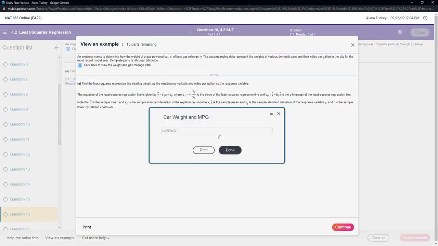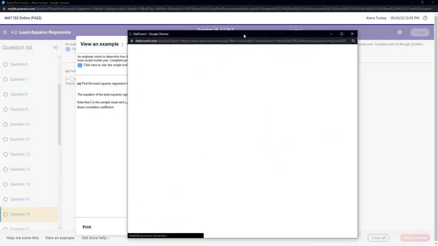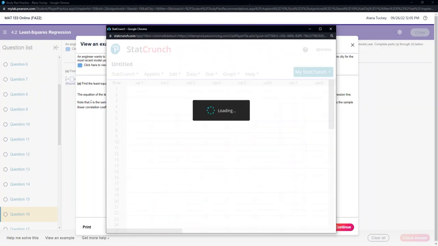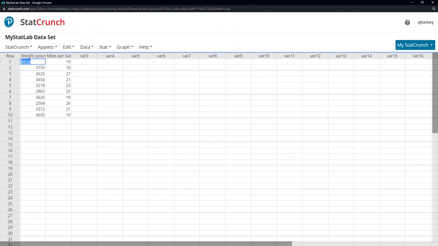So I'm going to click on the table to view the table. And then over here on the right, there's a little icon that allows me to click on that and I can open it in StatCrunch, which is exactly what I'm going to do. It's checking my credentials, but I have already logged into StatCrunch. That's why it has my name over there on the right corner.